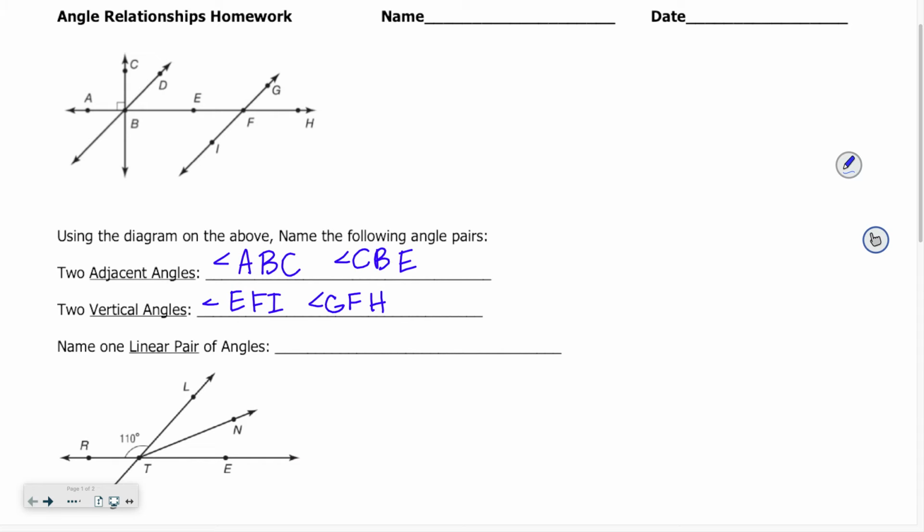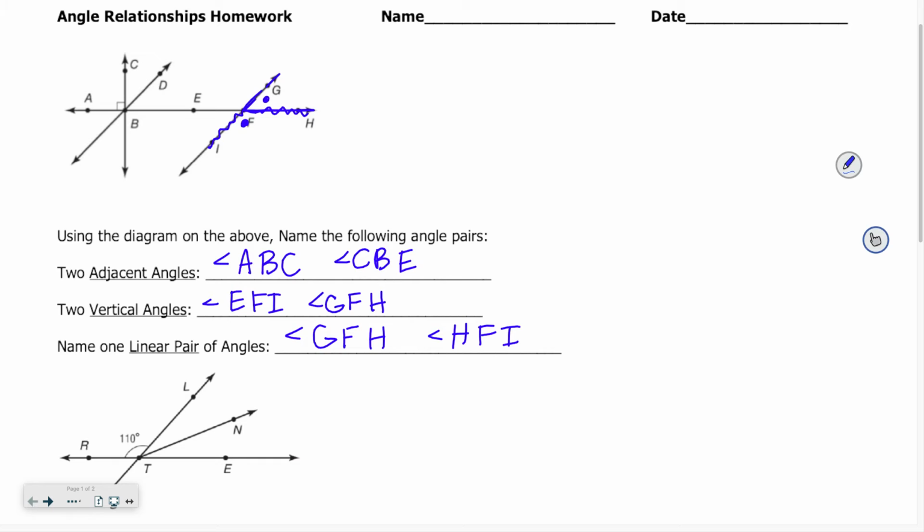So I'm going to go with angle GFH and angle HFI. GFH is here. Good choice. And HFI is here. So this angle here and this angle here make a line. So you need to look at your options and see, did you pick angles that form a line?